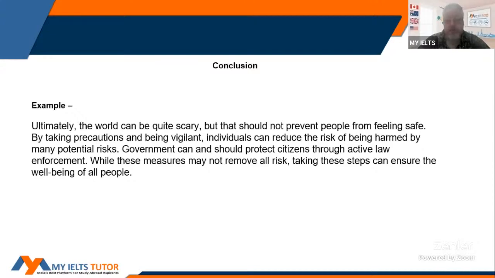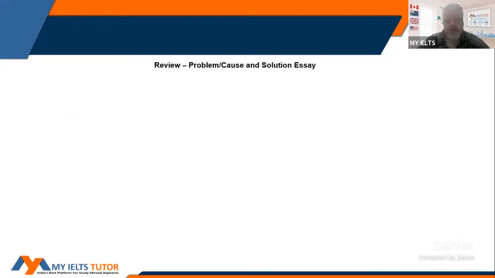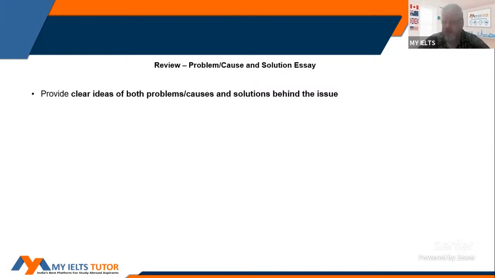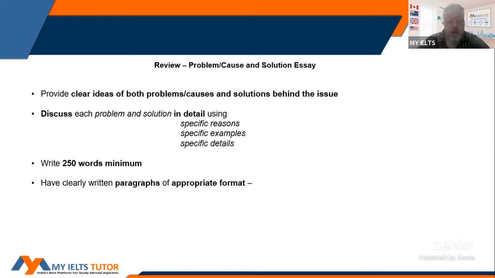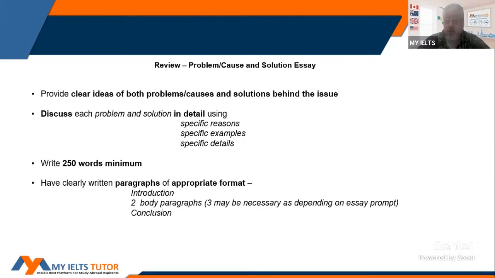Okay, so now let's review this, okay? So you want to provide clear ideas of both the problem, causes, and solutions behind the issue. You want to discuss each problem and solution in detail using specific reasons, examples, and details. You want to write 250 words minimum. You want to have clearly written paragraphs of appropriate format, and that includes your introduction, body paragraphs, and conclusion.